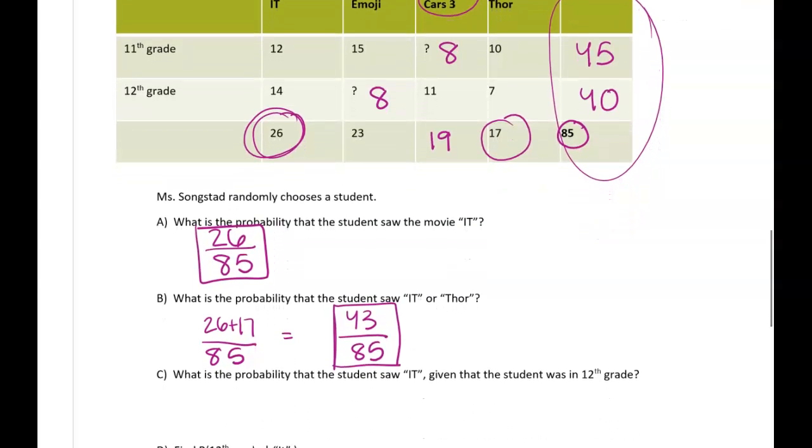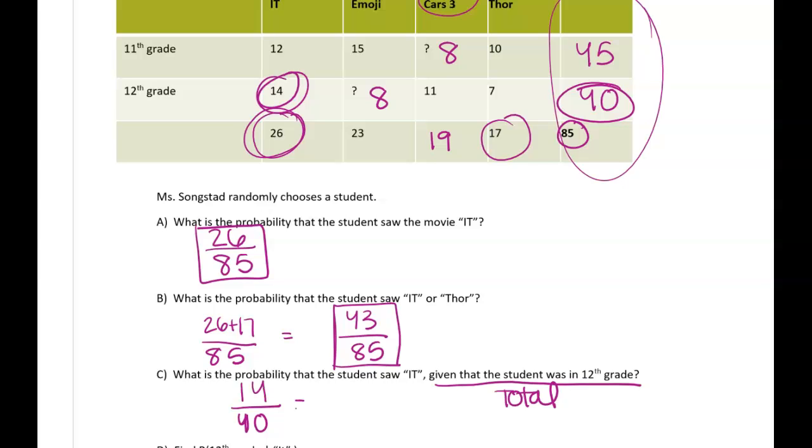What's the probability that the student saw It, given that the student was in 12th grade? So this is our total. So then our total is all the 12th grade students, which was 40. So out of the 40, how many of those saw It? It was 14 going across in the row. So 14 out of 40, which simplifies to 7 out of 20.